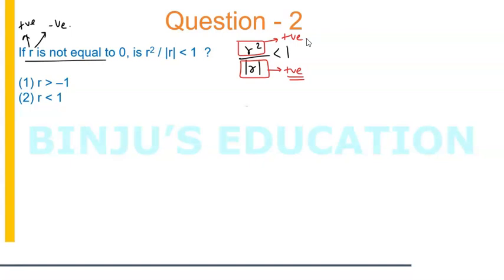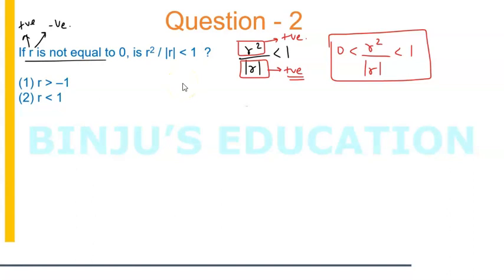So you want this value to be less than 1, which means technically we want the value of R square divided by mod of R to be between 0 and 1. Right? So let's see what we can do. This will basically happen only in two cases. One is when the value of R is between 0 and 1. And another is when the value of R is between minus 1 and 0.